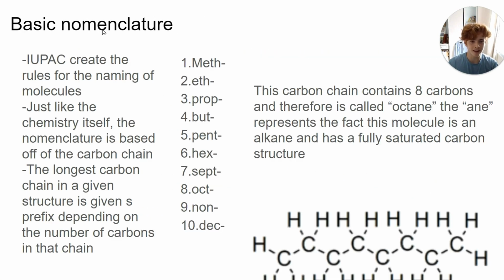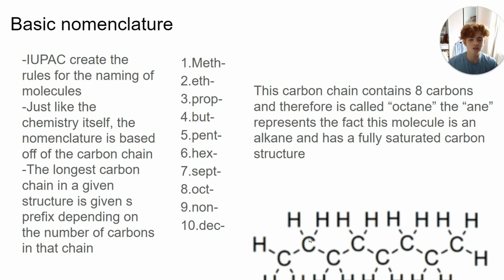Now, the basic nomenclature for organic chemistry contains some prefixes and some suffixes, and the most basic part is the numbering of the main base carbon chain. IUPAC, the International Union of Pure and Applied Chemistry, I think it is, create the rules for the naming of these molecules. And just like the chemistry itself, the nomenclature is based off of the carbon chain. If you imagine a molecule, say this carbon chain has 8 carbons in it. This is the longest carbon chain in the molecule. Sometimes molecules can have things like branching. We'll get onto that in further slides.